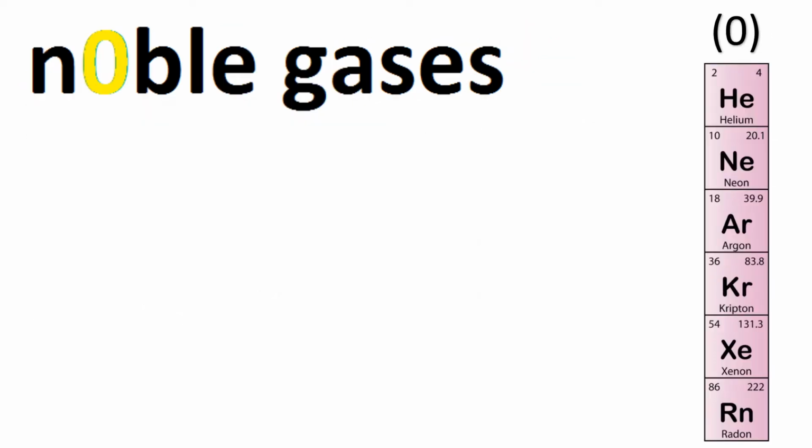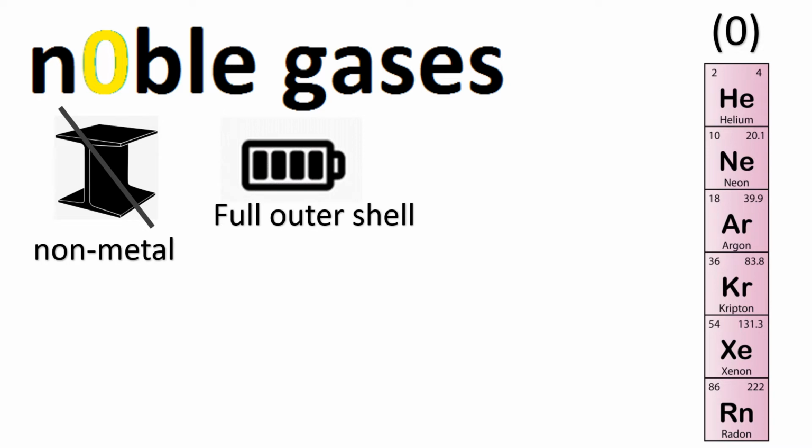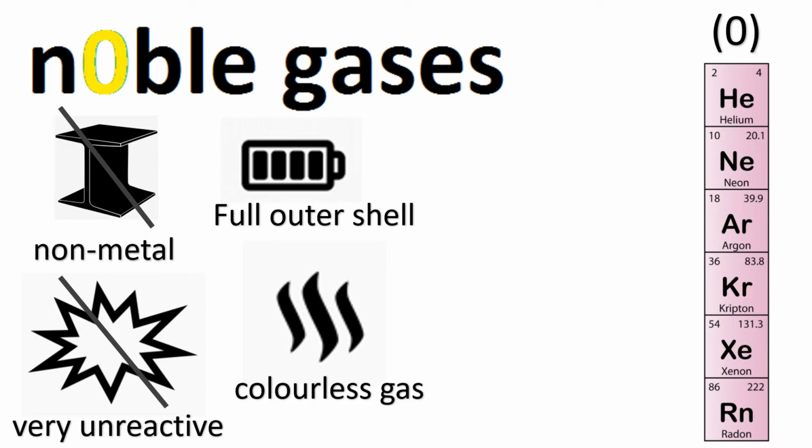Group 0 then were the noble gases. What do we know about them? Well, first of all, we knew that they were non-metals. On the far right-hand side of the periodic table, non-metals. We know that they have a full outer shell. And we know therefore they are unreactive. They don't need to react because they are already full of electrons. They don't need any more, they don't need to give away any more, so they're not going to react with anything. We know that they are colourless gases, and we know some of the uses of the noble gases.